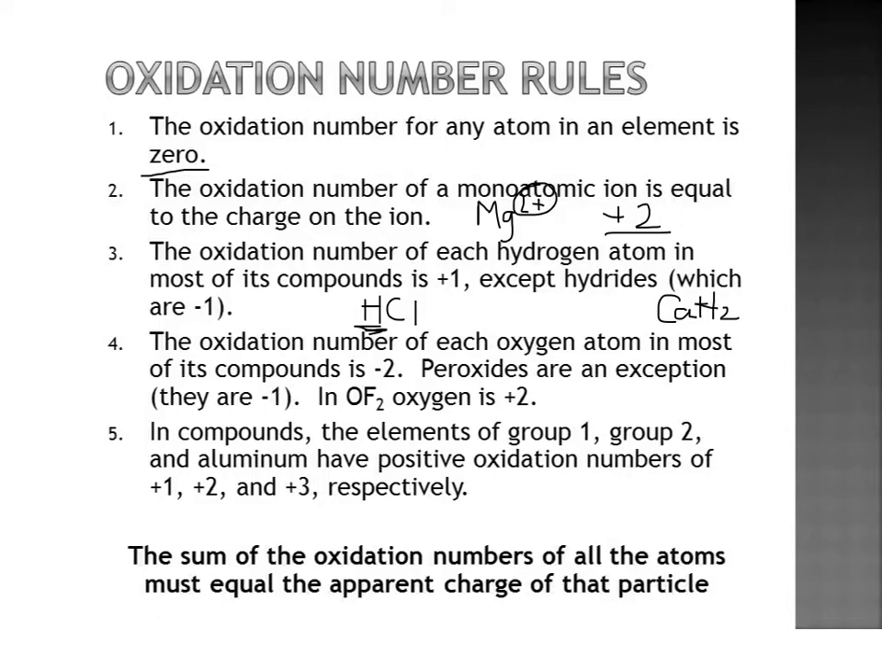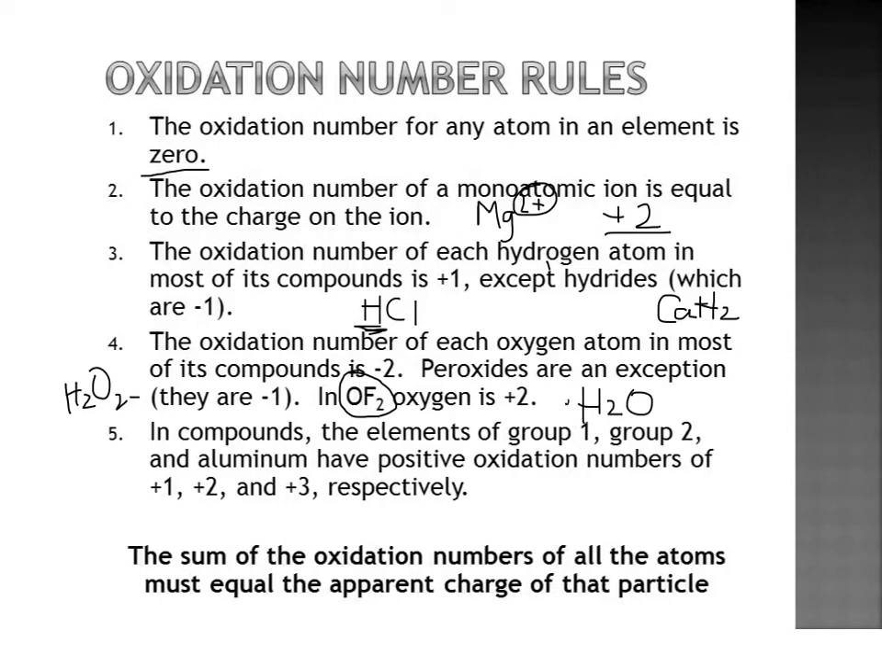The oxidation number of each oxygen atom in most of its compounds is -2. For example, in water, that oxygen would have an oxidation number of -2. Peroxides are the exception. They are -1. So something like H2O2, the oxygen would have an oxidation number of -1. In OF2, it's a little bit weird. The oxygen is going to have a +2 oxidation number.